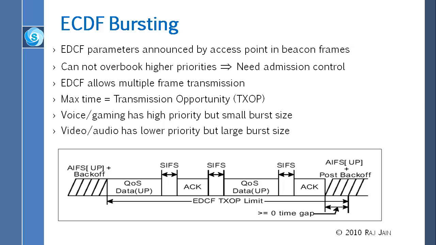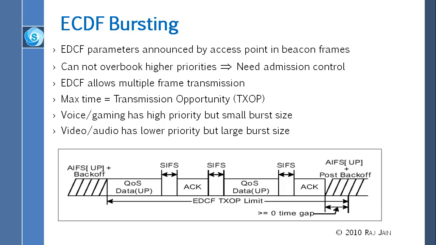So voice and gaming have high priority but small burst size. Video and audio have lower priority but larger burst size. So basically, priority and the burst size go opposite, right?